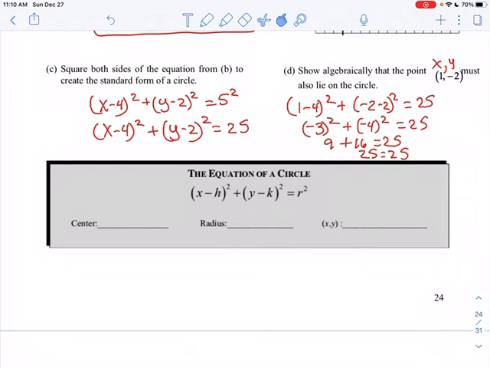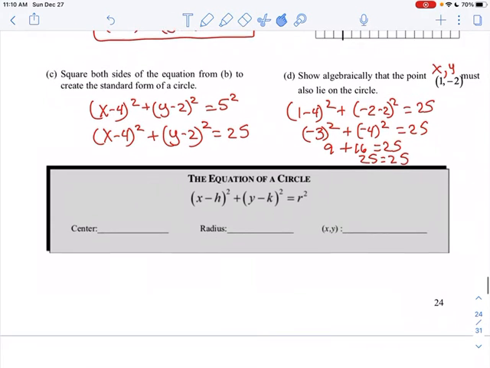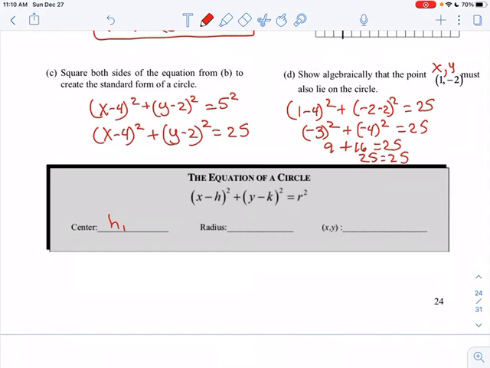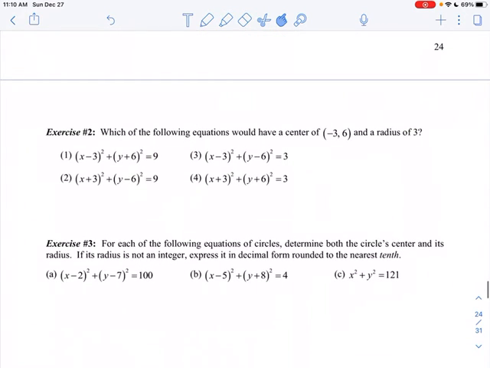All right, so the equation of a circle is x minus h squared plus y minus k squared equals r squared. The center of my circle is h, k. The radius of my circle is r, and x, y is any point on the circle. So remember that it's x minus h squared and y minus k squared, but yet my center is positive h, positive k, so I'm always doing the opposite signs of what's there. All right, so let's look at some problems.